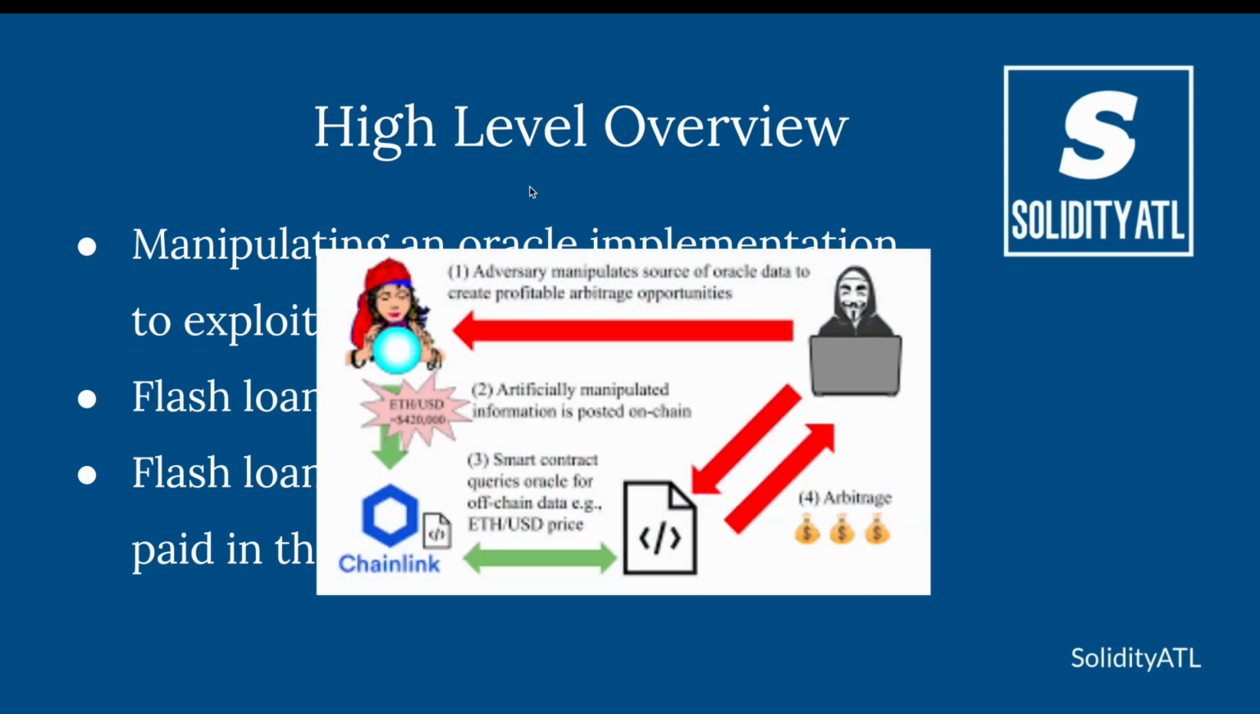So this is what it looks like. I know it's a little bit blurry, but essentially, an adversary manipulates the source of Oracle data to create a profitable arbitrage opportunity. Next, this artificially manipulates the information posted on chain. And then, as we see, this smart contract down here is picking up the artificially manipulated Chainlink Oracle, and then the attacker profits by exploiting this contract because it has the wrong data. It's picking up the wrong data from those Oracle data feeds. So that's essentially how an Oracle manipulation attack works.